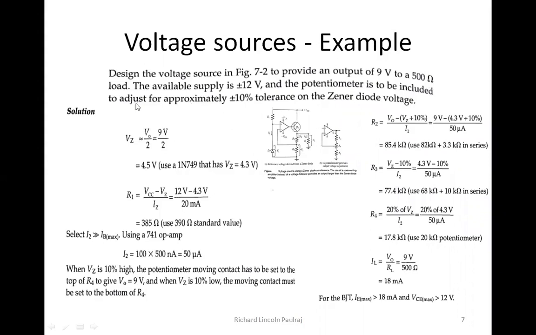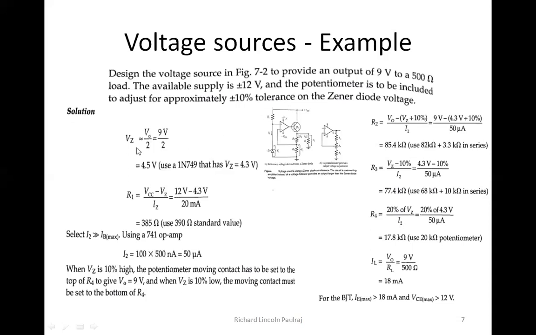To a 500 ohm load, so I know that my RL is going to be 500. The available supply is plus 12 volts, right? 12 is standard. And the potentiometer is to be included to adjust approximately plus or minus 10% tolerance in Zener diode voltage. So plus 10, minus 10. This is going to be the range of the potentiometer.